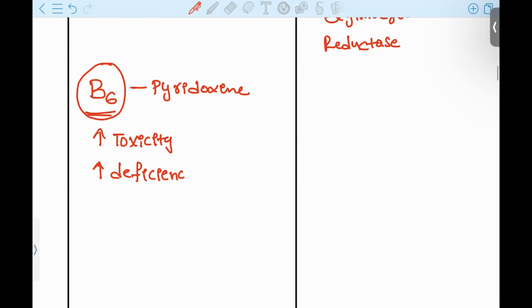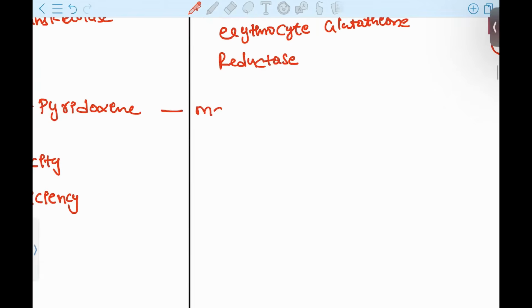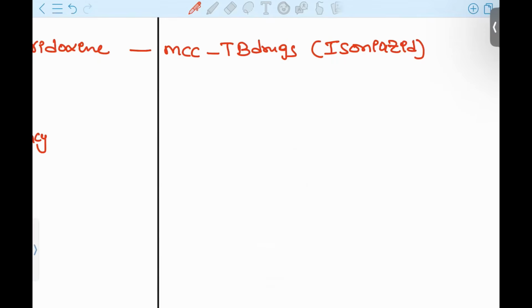All right, but let's understand how the deficiency of pyridoxine is seen. So the most common cause is the TB drugs, and the specific drug that is causing it is isoniazid, which will cause pyridoxine deficiency. And other conditions also, specifically dietary lack of pyridoxine, can cause it.